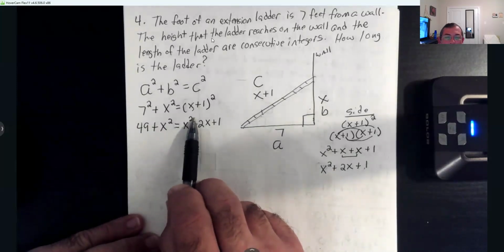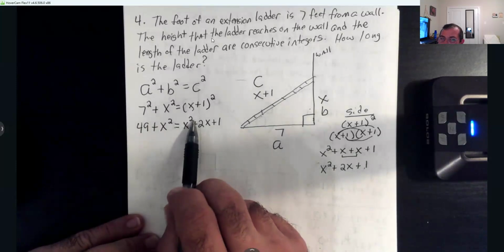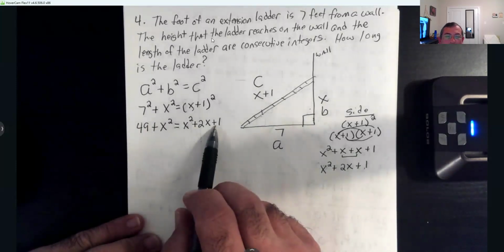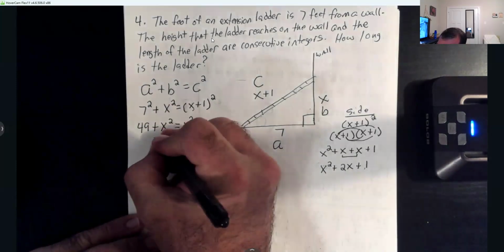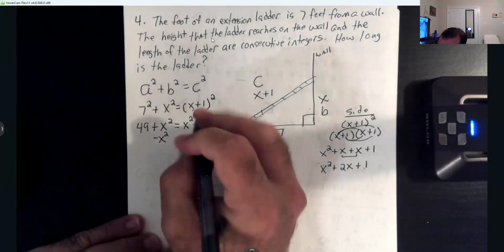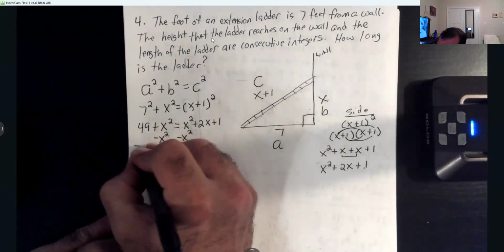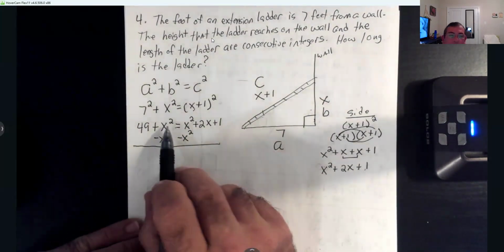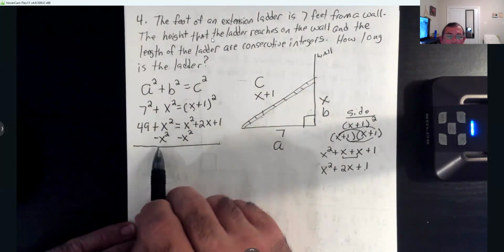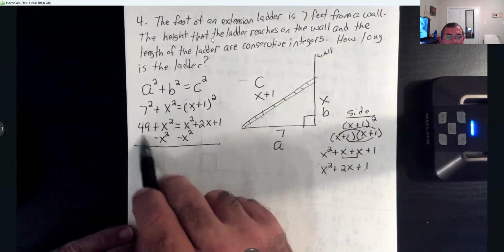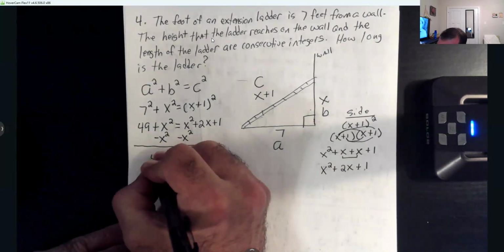So this one's quadratic, it looks like. So I need to get all this stuff over here. So let me start out by subtracting that x squared. So since I want to move this x squared over and it's positive, I subtract x squared from both sides. So y'all, the left side, all that's left is the 49.